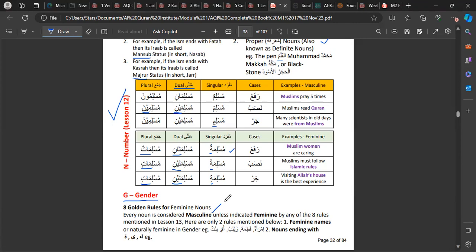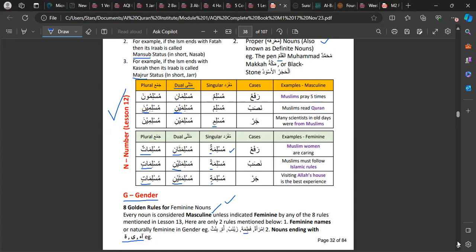Now, these rules are: feminine names or naturally feminine in gender. I'll give you an example: Fatima can never be a masculine noun, and sayyara, the car, can never be a masculine noun. Nouns ending with hamza, ya, and ta marbuta. Parts of the body that are in pairs, so your two ears, your lips, your feet, and your hands.